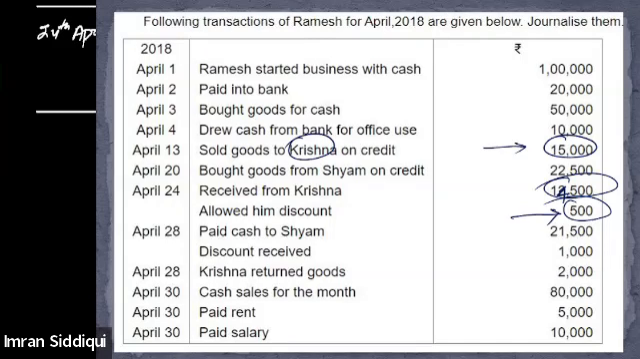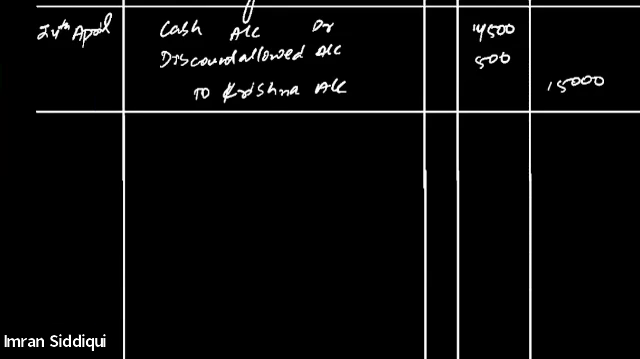The next one is April 28th. Paid cash to Shyam, discount received 1000. Yes, so it is like Shyam account debited to cash account, to discount received account. Perfect, that's correct. So 28th of April.